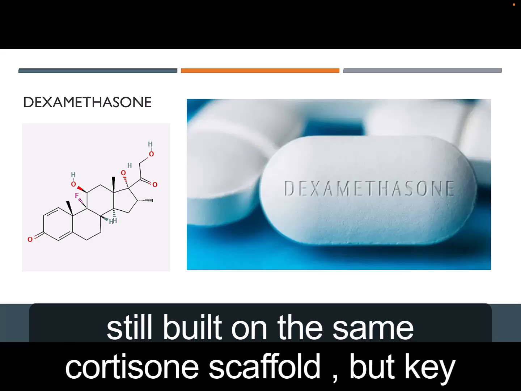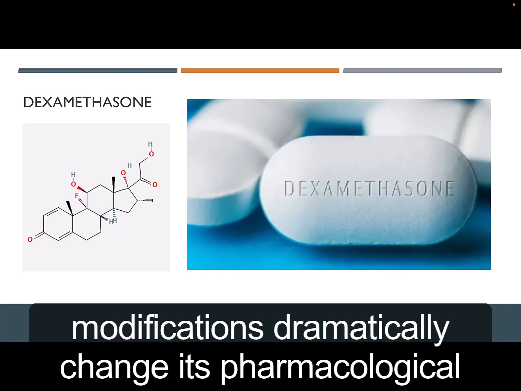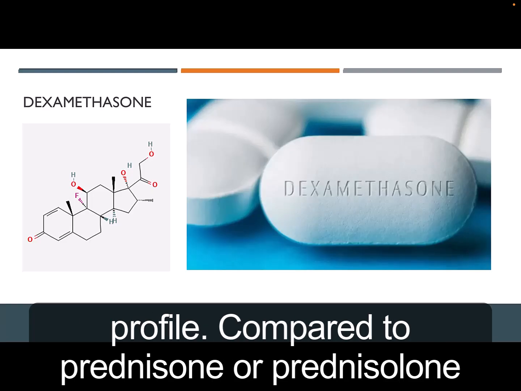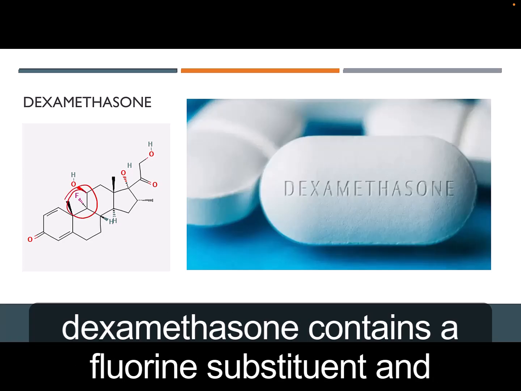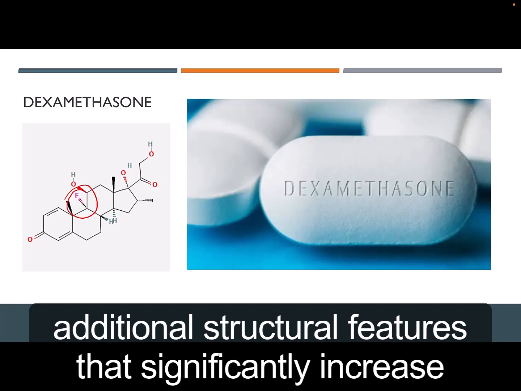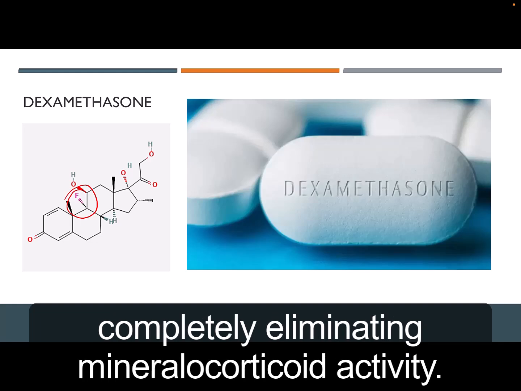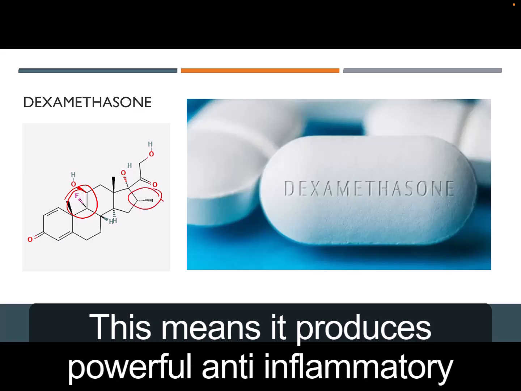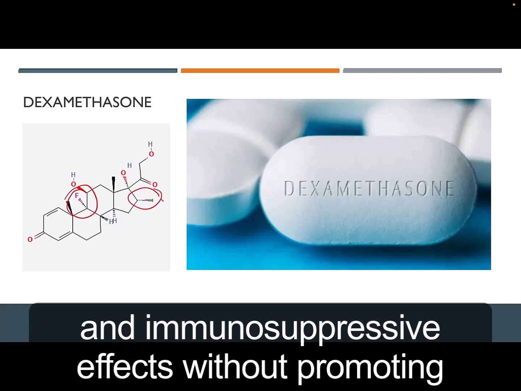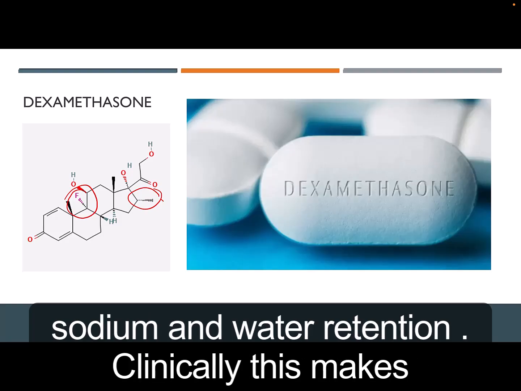Structurally, it's still built on the same cortisone scaffold, but key modifications dramatically change its pharmacological profile. Compared to prednisone or prednisolone, dexamethasone contains a fluorine substituent and additional structural features that significantly increase glucocorticoid receptor affinity while almost completely eliminating mineralocorticoid activity. This means it produces powerful anti-inflammatory and immunosuppressive effects without promoting sodium and water retention.